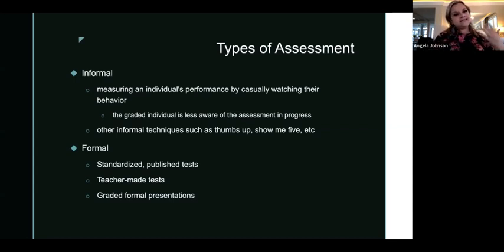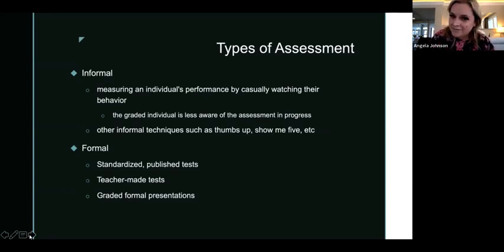Formal ways would be more like standardized tests, published tests, maybe paper and pencil tests and stuff like that. Teacher-made tests are more formal, right? They don't have to be, but they can be. And then graded formal presentations, more like, oh my goodness, we have this rubric, and it's more formal, right? Usually those grades end up in their report card.